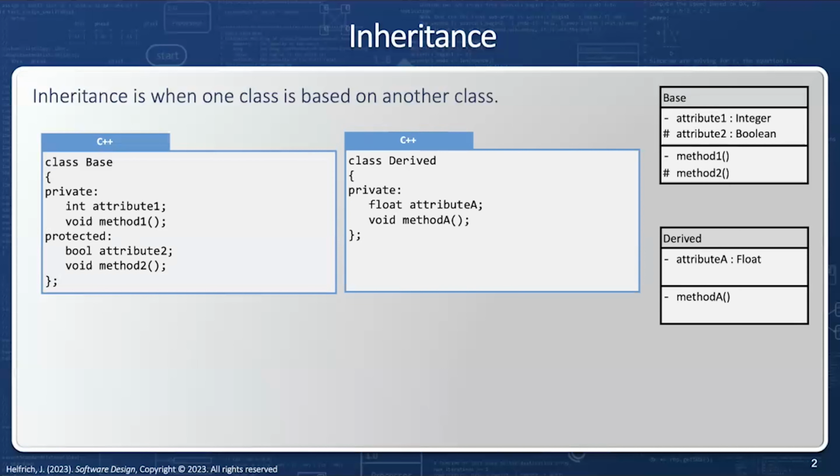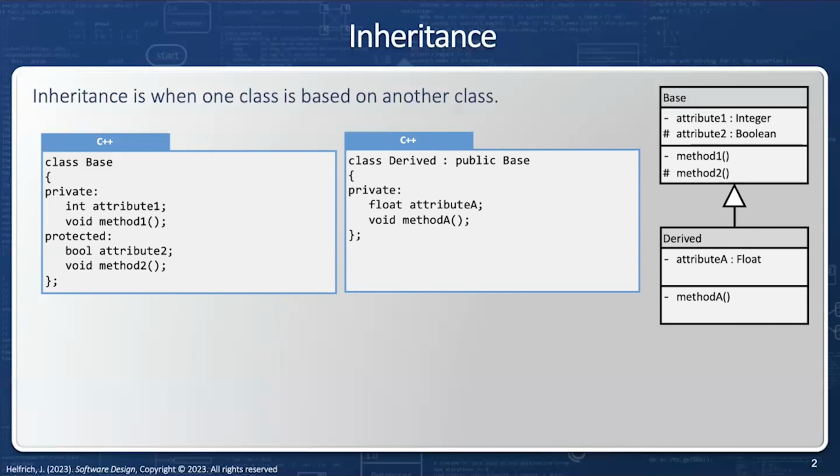Private means that only methods within my class can access attribute1 and method1, and protected means only methods within my own class can access attribute2 and method2, but also derived classes can. But at this point in time, we have no derived classes. Now I'm going to change things a bit. I'm going to make derived inherit off of base, and we indicate that in the class diagram with a triangle. In C++, I go class derived colon public base. And now I'm derived off of base.